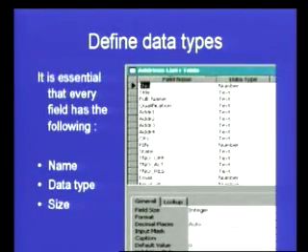Whenever you have such problems, you need to write your program in such a way that it will be using only those data types that are supported by the RDBMS. It is essential that every field has the following: one is name, the other is data type, the third is size. In some cases there might be no need for you to give the size, but it is always preferable that size is input so that the structure and memory requirements can be taken care of whenever you update your database.